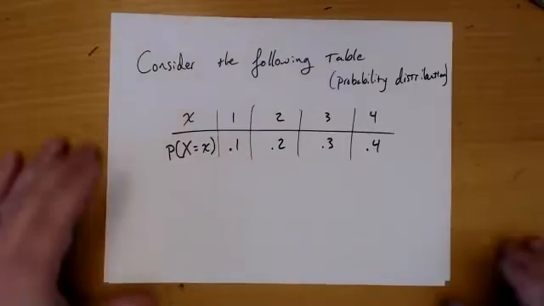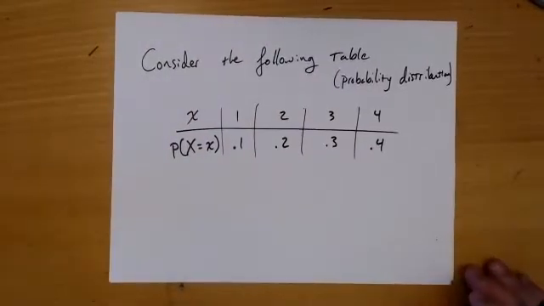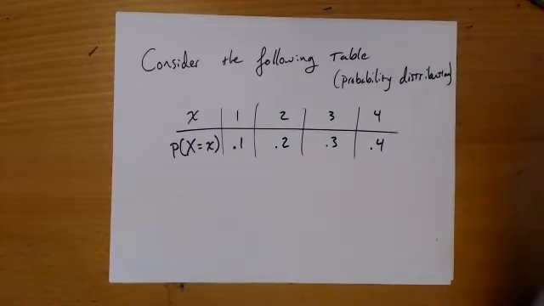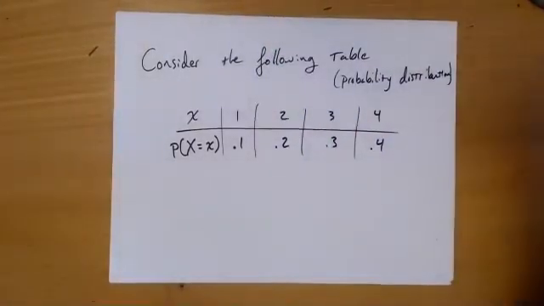All right, great. So this is the probability distribution of some experiment, whether it be flipping a coin, or pulling marbles out of a bag and then putting them back.